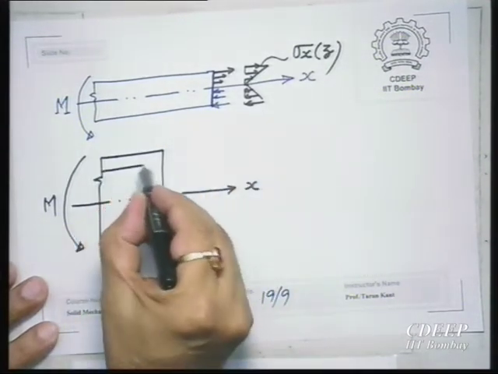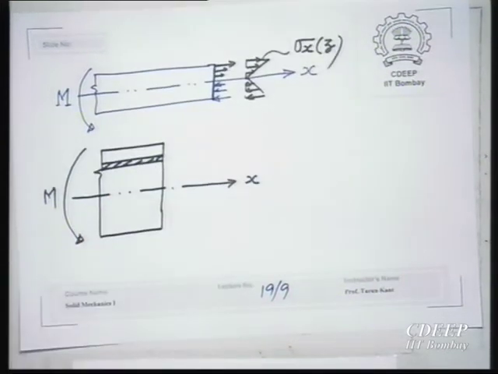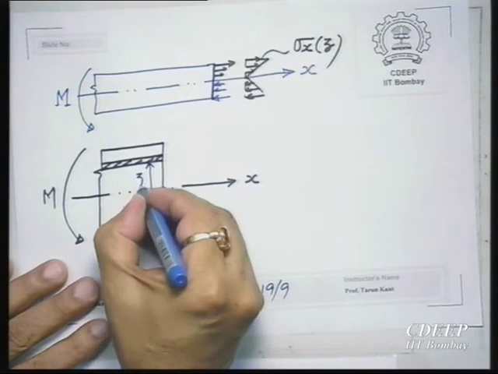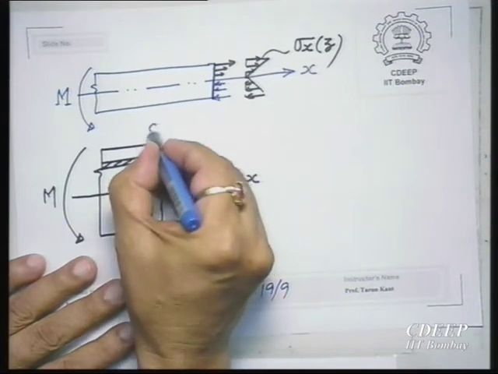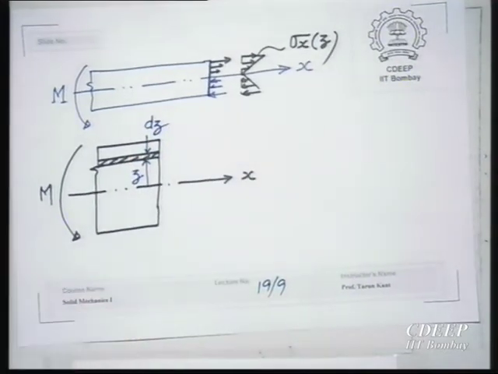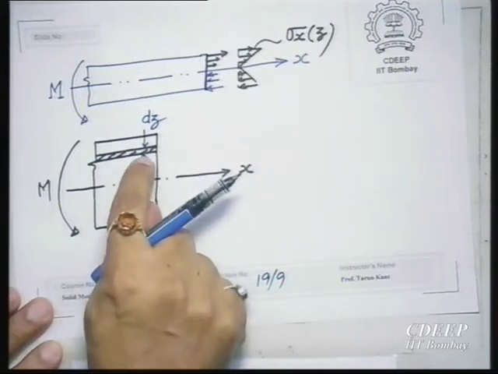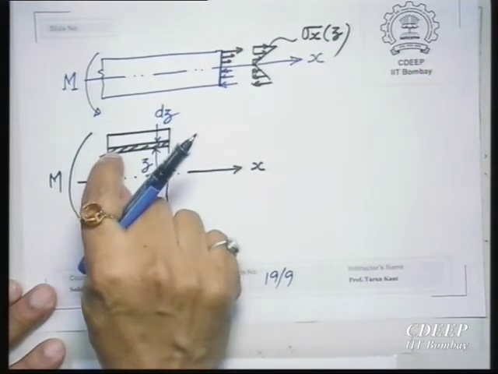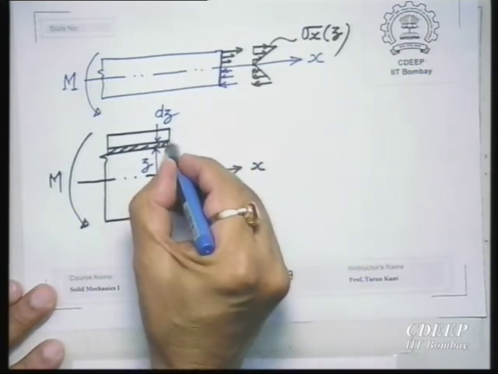Now let me consider a fiber at a distance z of thickness dz. Very important. So, this is the diagram you now see. This is the depth. I am considering a fiber at a distance z, which we considered earlier also while considering strains. Now, I am considering another fiber at a distance z plus dz. Okay, so thickness is here dz.